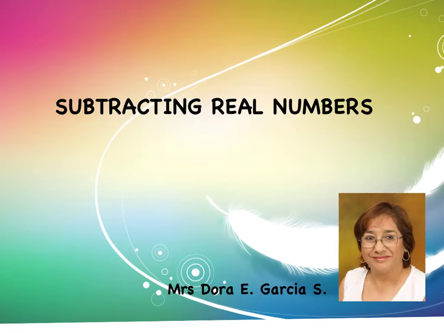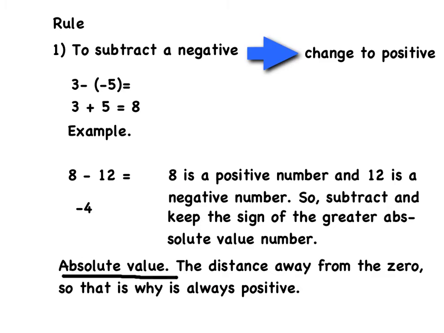Subtracting real numbers. To subtract a negative number, the rule is to change it to positive. Example, look at this: 3 minus a negative 5. The minus changes to positive. So that's why 3 plus 5 is 8.